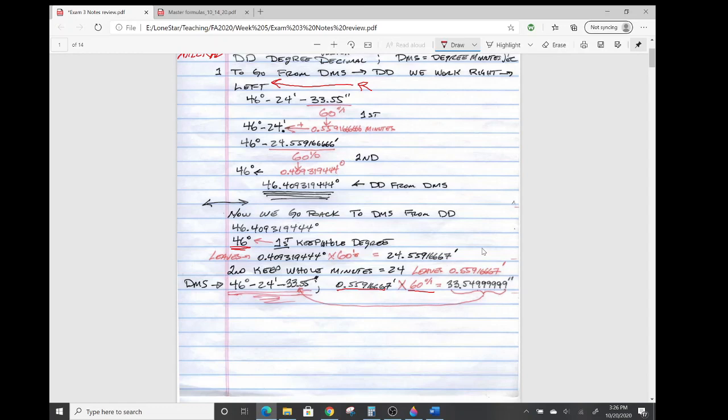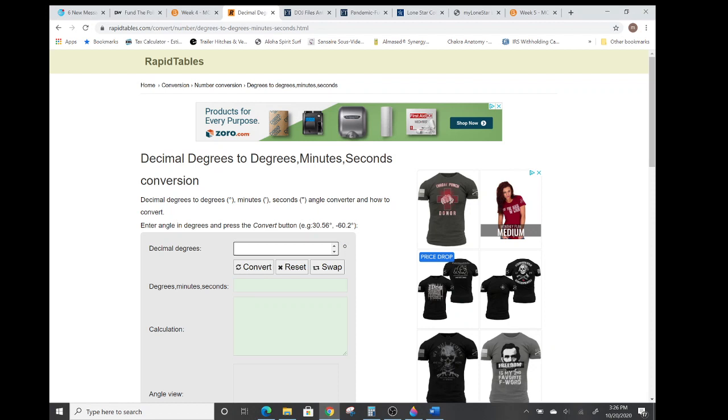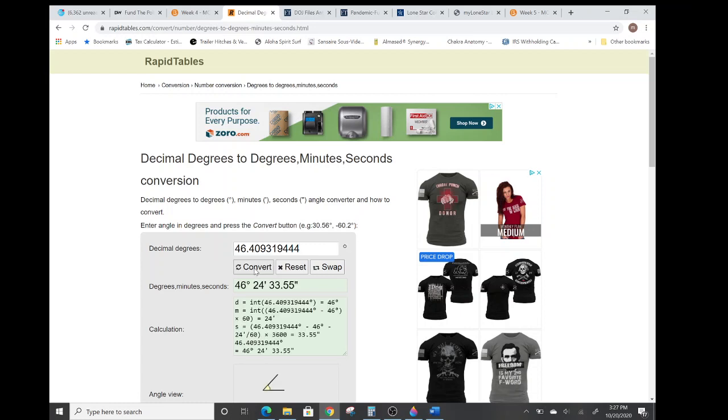Now, let's go over and use that little program that's over on Google. We've got decimal degrees, right? We want degrees, minutes, and seconds. What was it? It was 46.40931944 degrees, right? We want to convert that to degrees, minutes, and seconds. Well, looky there. 46 degrees, 24 minutes, and 33.55 seconds. Wow, isn't that special?